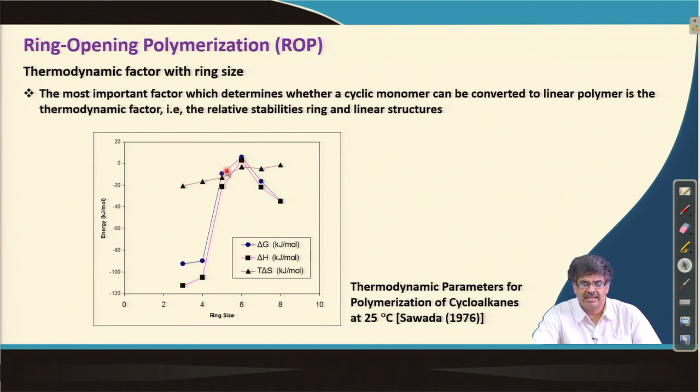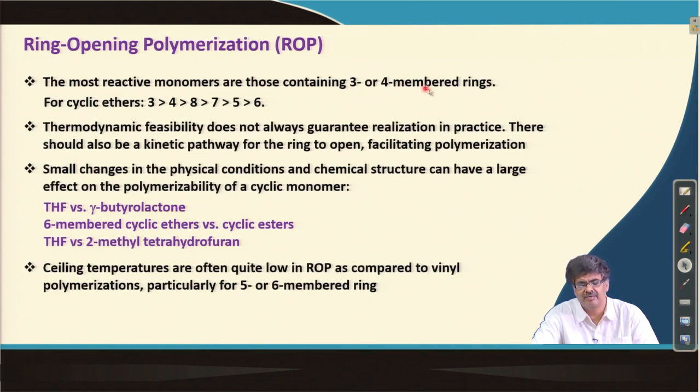But when the ring size is 5, 6, 7, the tendency of ring opening becomes lesser and lesser, especially for a 6-membered ring, which is normally difficult to polymerize by ring opening polymerization. So the most important factor which determines whether a cyclic monomer can be converted to a linear polymer is a thermodynamic factor, that is the relative stabilities of the ring and linear structure as we just described. Most reactive monomers are those containing 3- and 4-membered rings, because the ring strains are much higher in those cases. And for cyclic ethers, the tendency of polymerization according to ring size is 3, 4, then 8, 7, 5, 6. The 6-membered ring has the least tendency to polymerize by ring opening, because the ring strain is minimum.